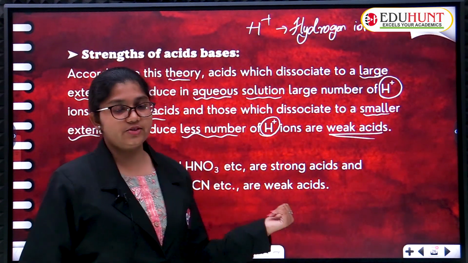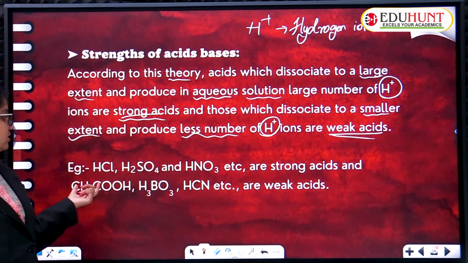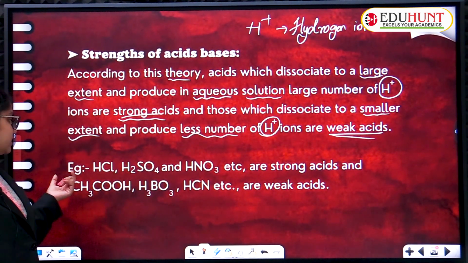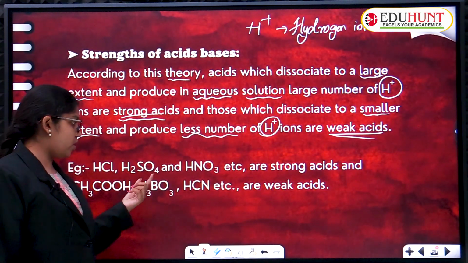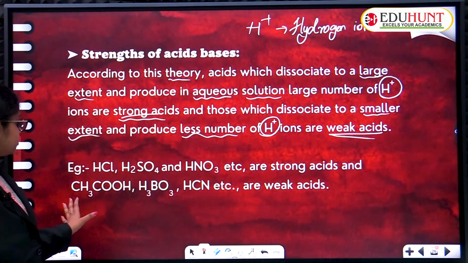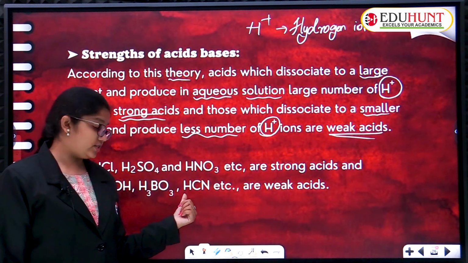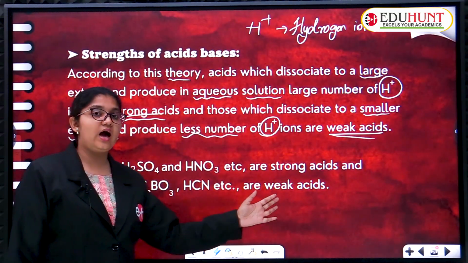Now, examples of strong acids and weak acids. We know this already from the acids topic. Examples: HCl, H2SO4, and HNO3, etc. are strong acids, and CH3COOH, H3BO3, HCN, etc. are weak acids.